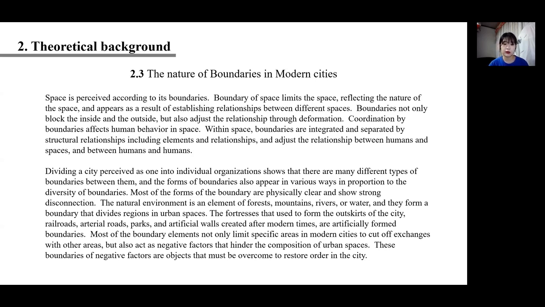Most of the boundary elements not only limit specific areas in modern cities to cut off exchanges with other areas, but also act as negative factors that hinder the composition of urban spaces. These boundaries of negative factors are objects that must be overcome to restore order in the city.